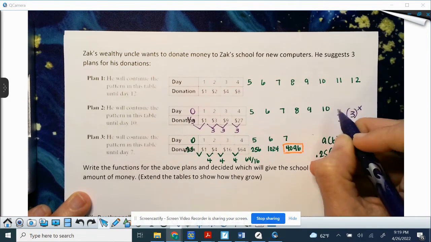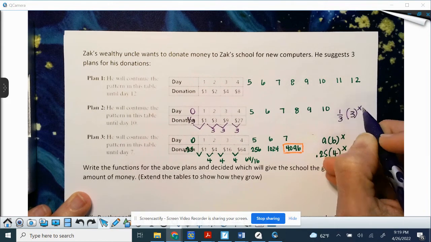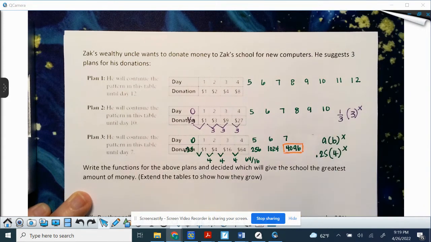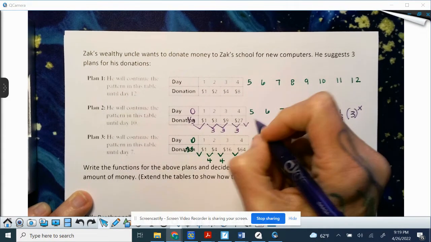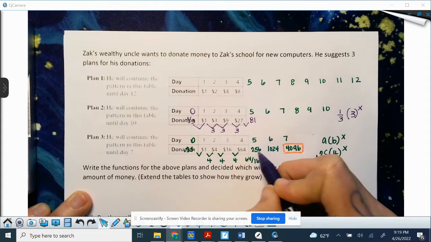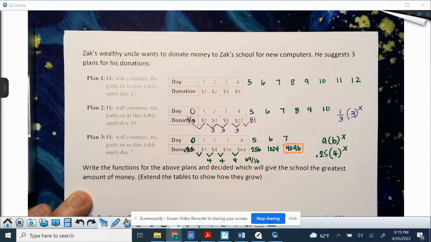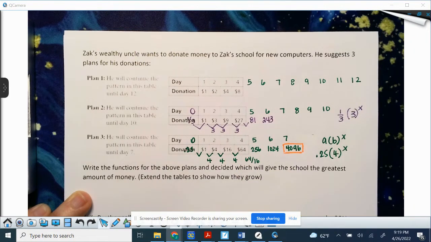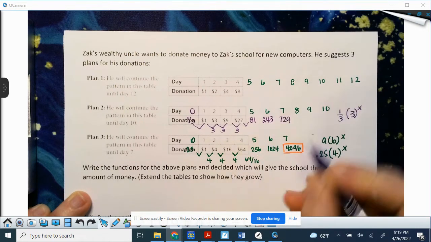So here I could do 1/3 times 3 to the 10th power because I want to know where it is at 10, but we're trying to decide which one is the best deal across the board. So you want to keep going. So 27 times 3, because plan 1 might become a better deal faster. So definitely our plan 3 is better than plan 2 so far. 81 times 3 is 243. 243 times 3, 729. Still a better plan so far.